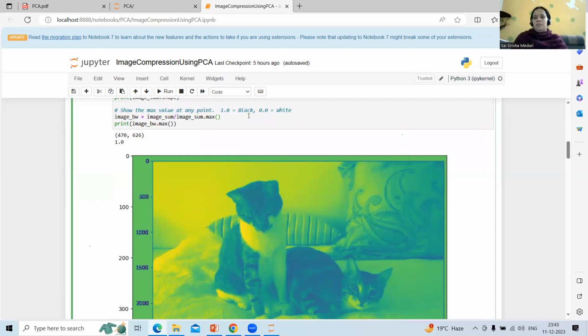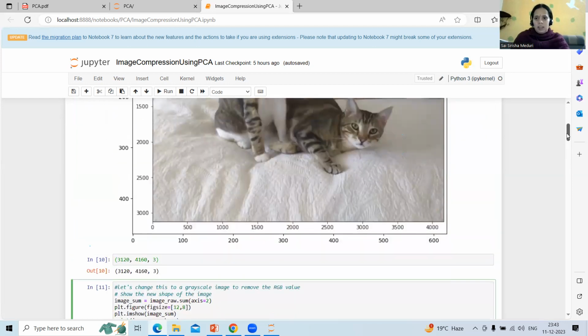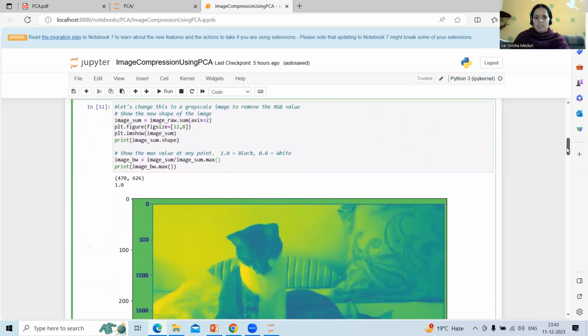So here, we can also compress color images, but I have taken this sample where I've converted the color to gray. The idea is, folks, just to make sure that you have a two-dimensional matrix, nothing else.